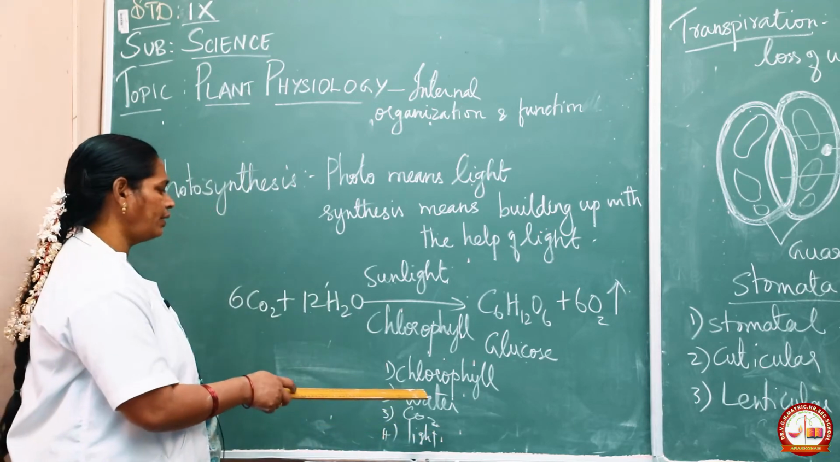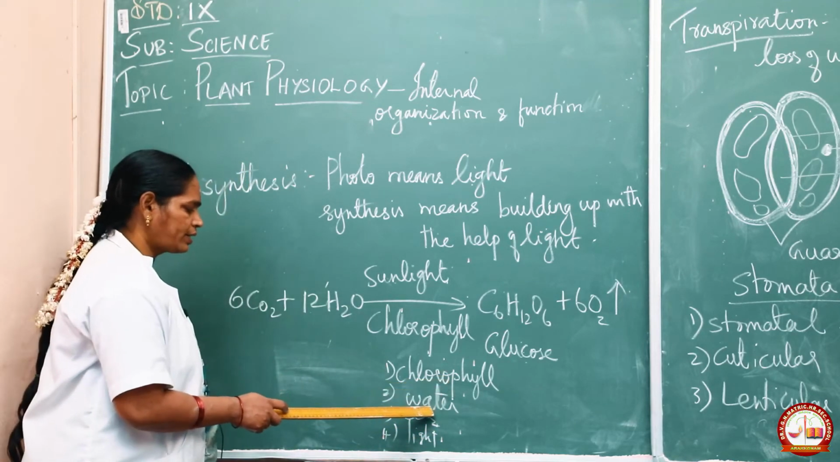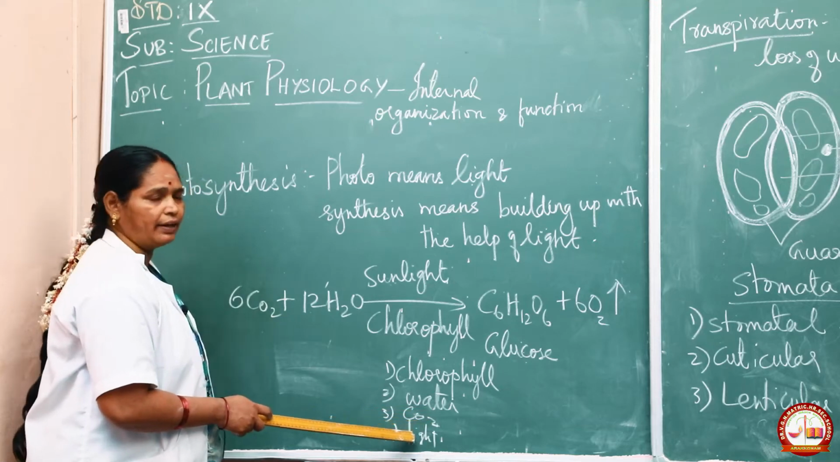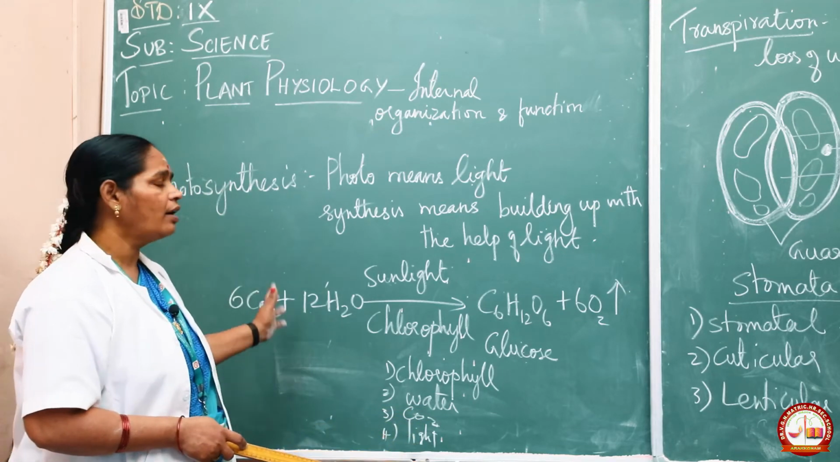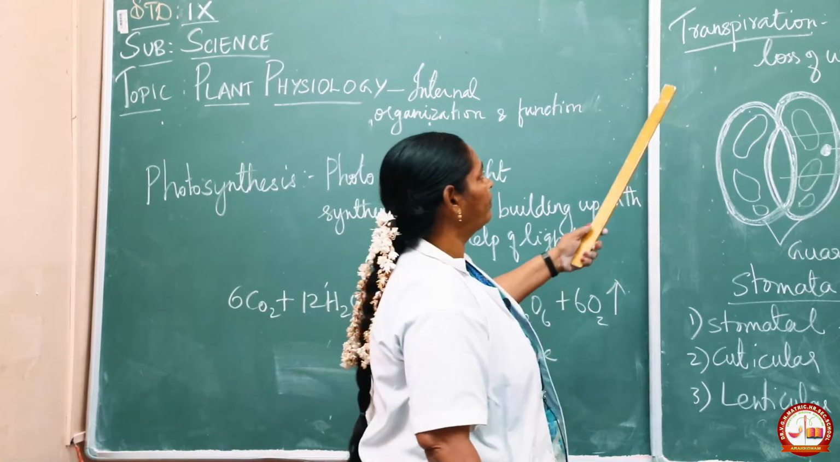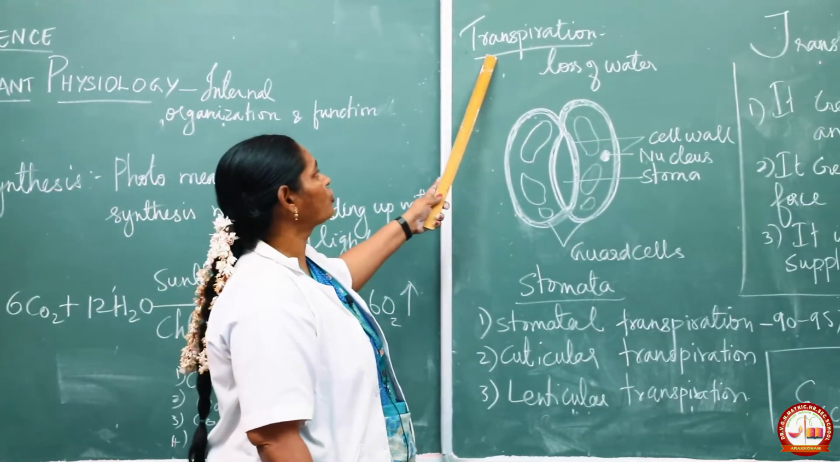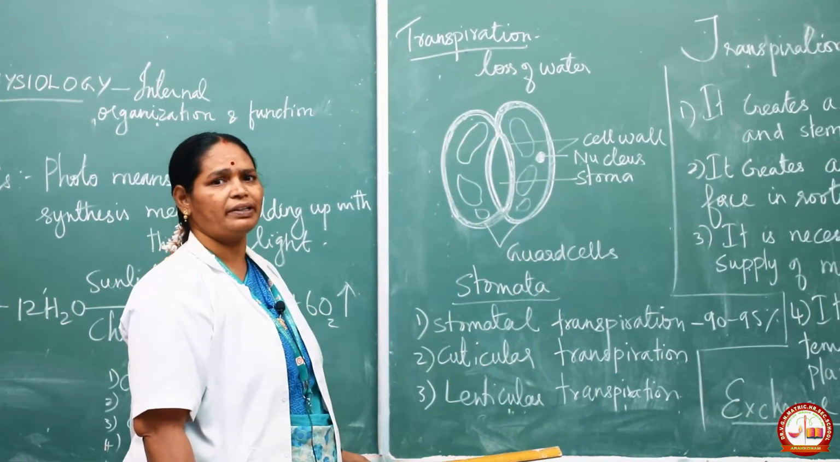Once again I am saying chlorophyll, water, carbon dioxide and light. These are all about the photosynthesis, children. And let me go to the next function, that is transpiration. What do you mean by transpiration?